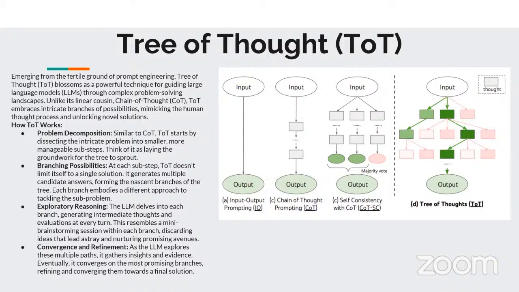This is chain of thought prompting. This is self-consistency with chain of thought, like we have seen here. Now, this is tree of thought prompting. In each step, it will have multiple solutions, and from those multiple solutions, we can choose which is better for us. Like our human brain works.